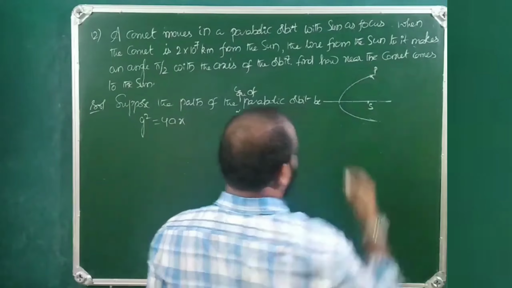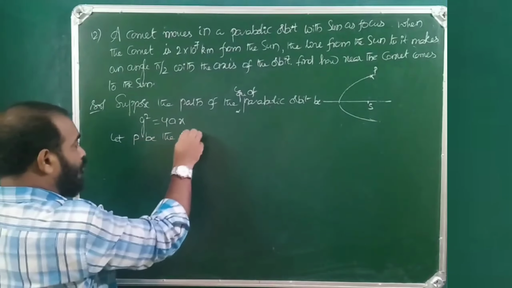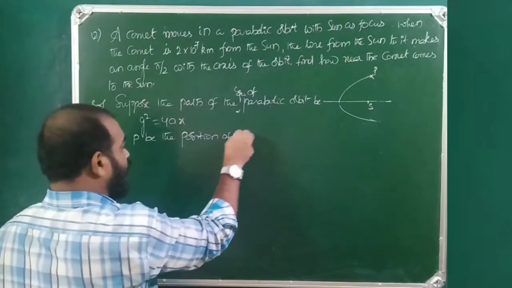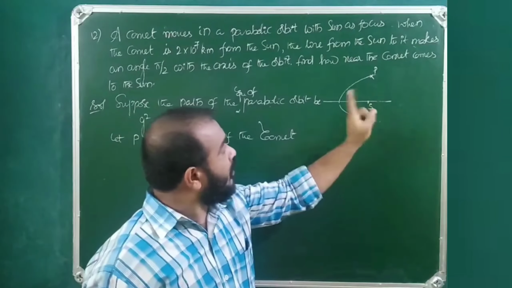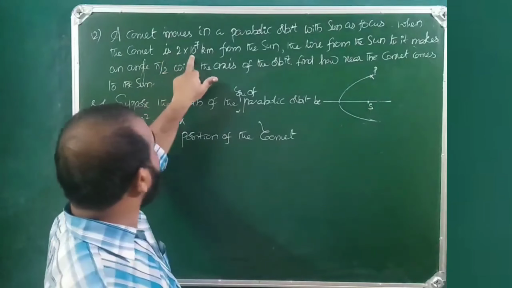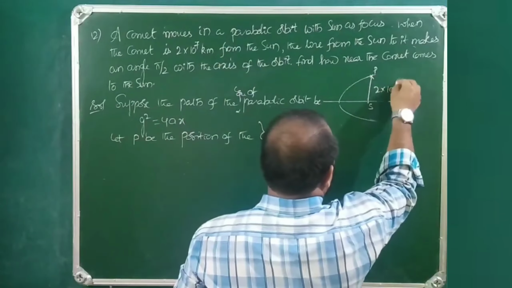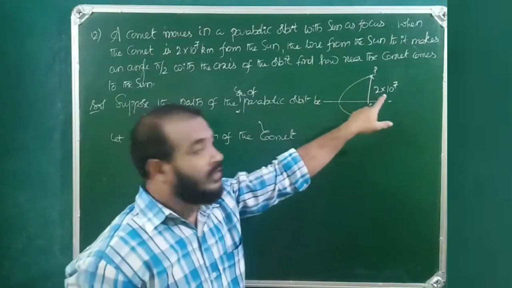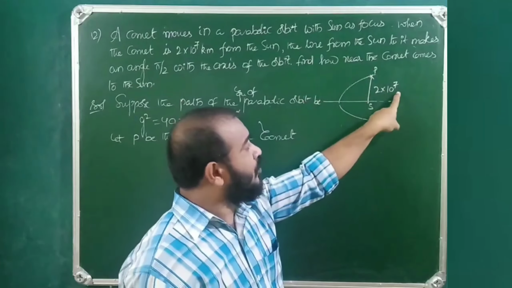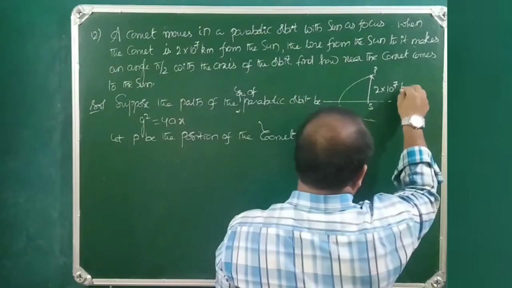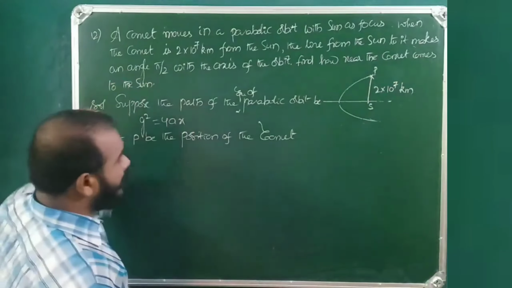So let us take P here. Let P be the position of the comet. So P is the position of a comet. Here the comet is 2 into 10 power 7 kilometers from the sun. So P is at a distance of 2 into 10 power 7 kilometers from the sun. The line from the sun to it makes an angle pi by 2.